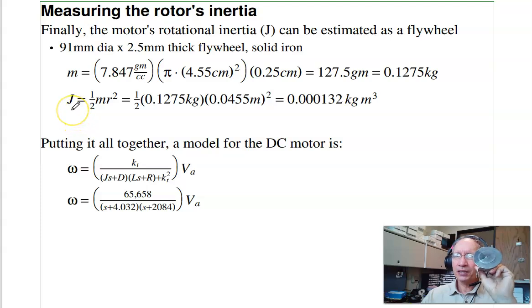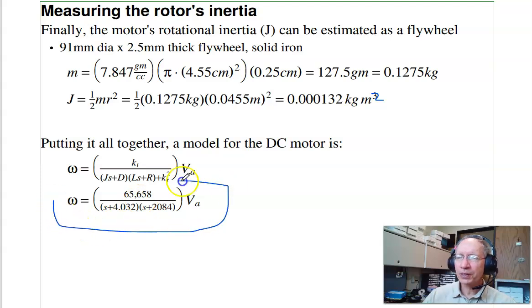From Wikipedia, the rotational inertia of a solid cylinder is 1/2 mr squared, gives you 0.00013 kilogram meter squared. Put it all together, I can come up with the model for the motor. So add all those terms in here. This is what I should have based upon my measurements.